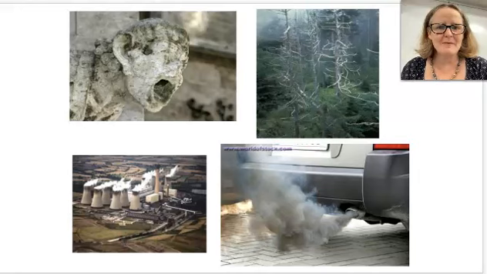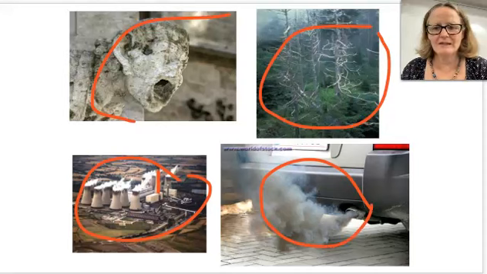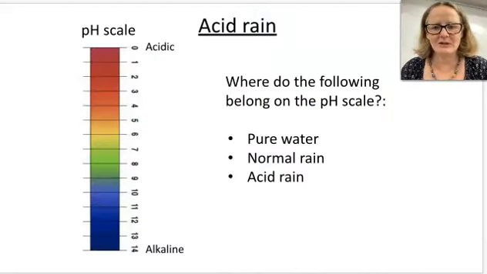At the top here, we've got a statue that has disappeared. We have trees that are dying. We have a power station releasing pollutants through this tall chimney. And we have car exhaust fumes. And these all link together with acid rain ideas.